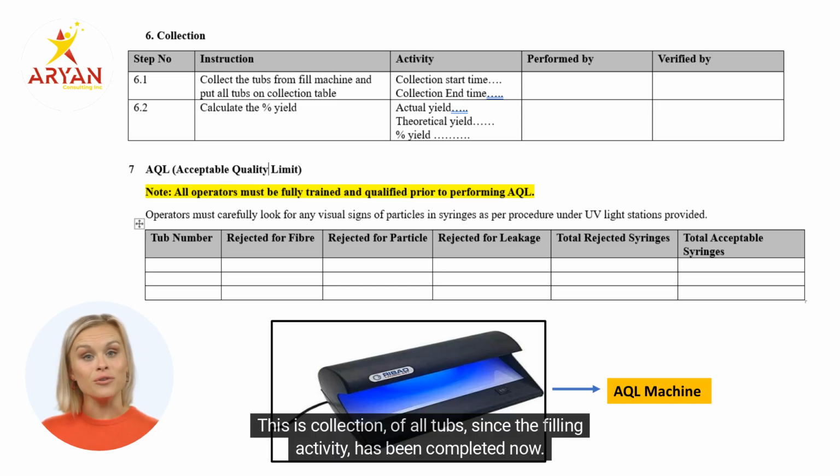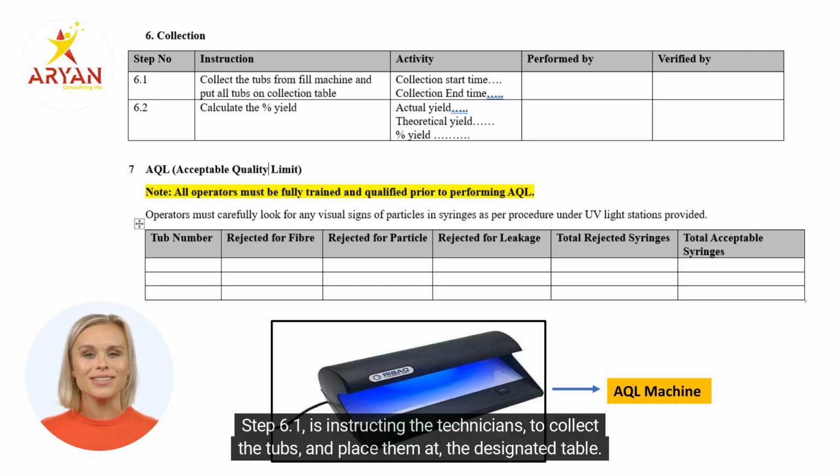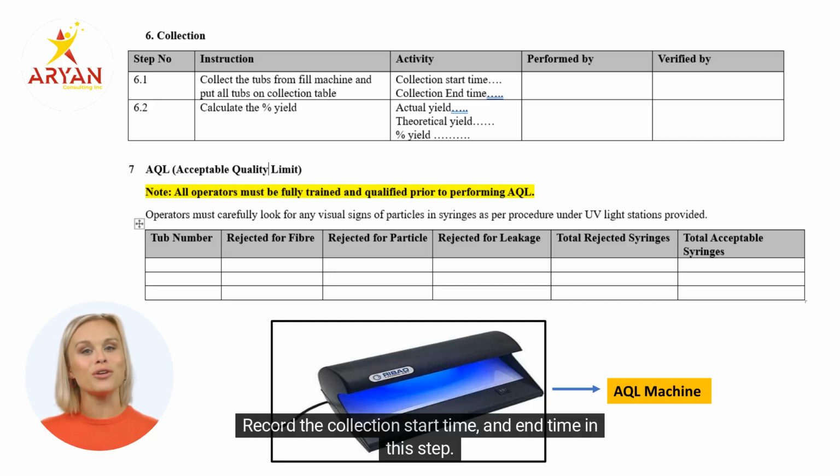This is the collection of all tubs, since the filling activity has been completed now. Step 6.1 is instructing the technicians to collect the tubs and place them at the designated table. Record the collection start time and end time in this step.